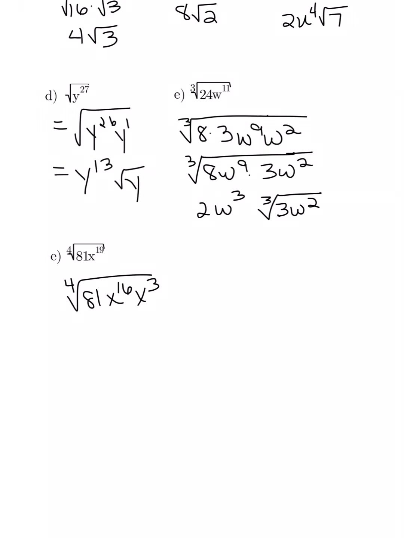The fourth root of 81 is 3. For the variable, take 16 divided by 4 and get x to the 4th. When you do the root of something, it comes outside the symbol. We can't simplify the x to the 3rd that's in our fourth root, so it will stay in our fourth root as x to the 3rd.